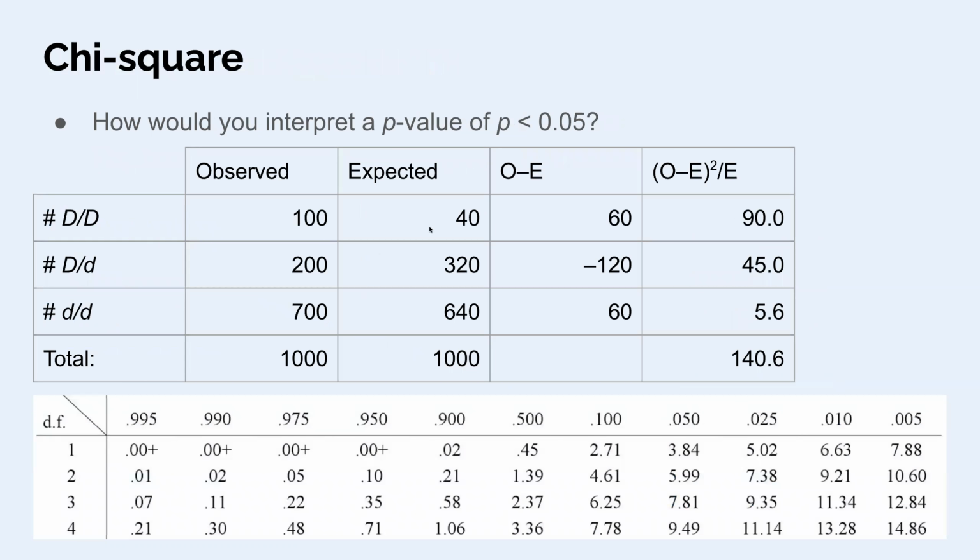Unfortunately, this being off by a lot in the small category means that we take this 60, square it, and divide by 40, that gets us a pretty big number. So altogether, when this is all calculated, the final total chi-squared statistic is 140.6, and no matter how many degrees of freedom you're looking at, we're way off the charts. So this is an extremely small p-value.